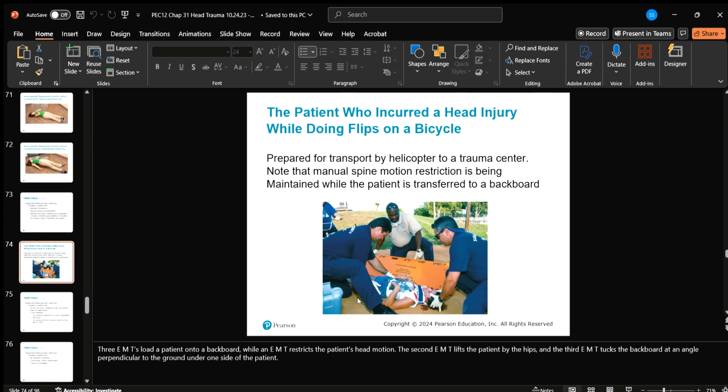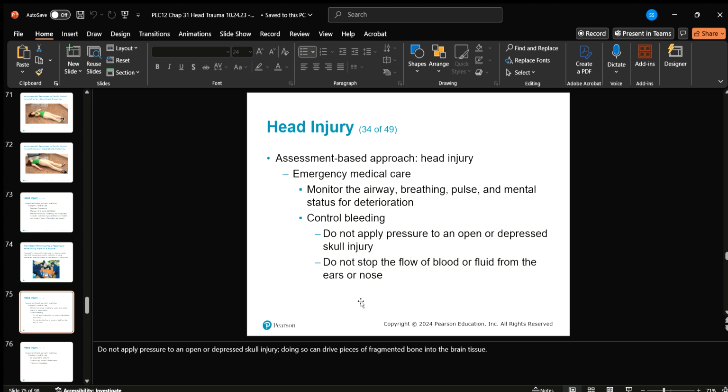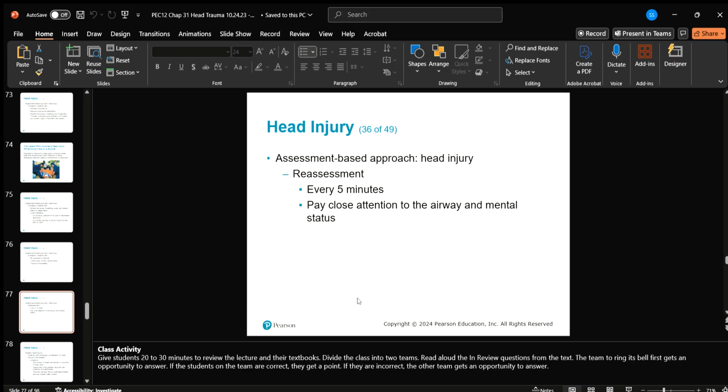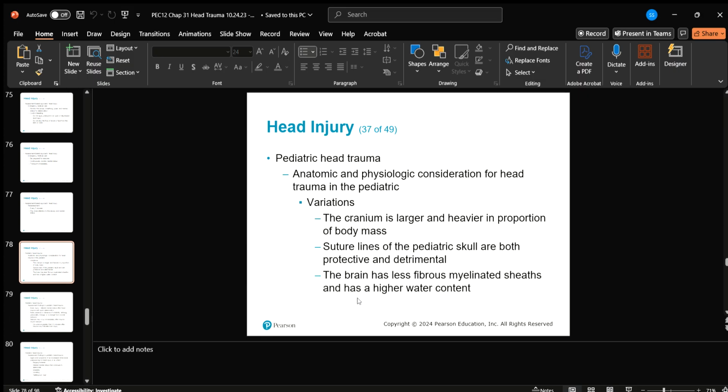Maintain C-spine, rapid transport, O2, keep them warm, get them on a backboard, control major bleeding, and be prepared for seizures. There's nothing you can really do about them, so just transport as quickly and efficiently as possible. Do a handoff with ALS if possible. Reassess every 5 minutes. I'm kind of out of time, but there's not too much more content to this lecture. Do you guys have any questions up to this point?